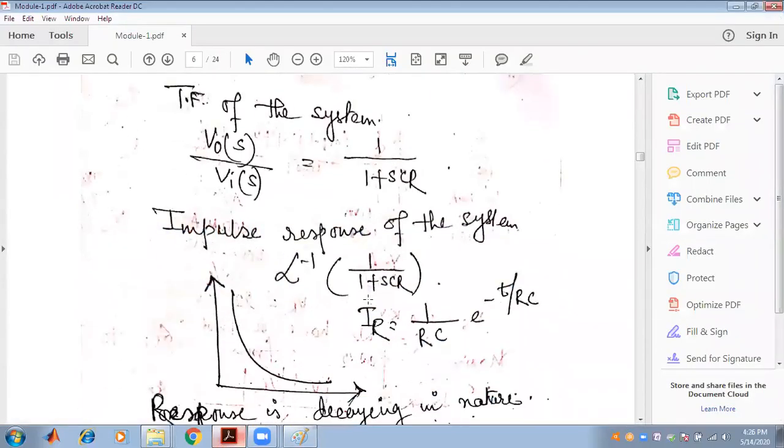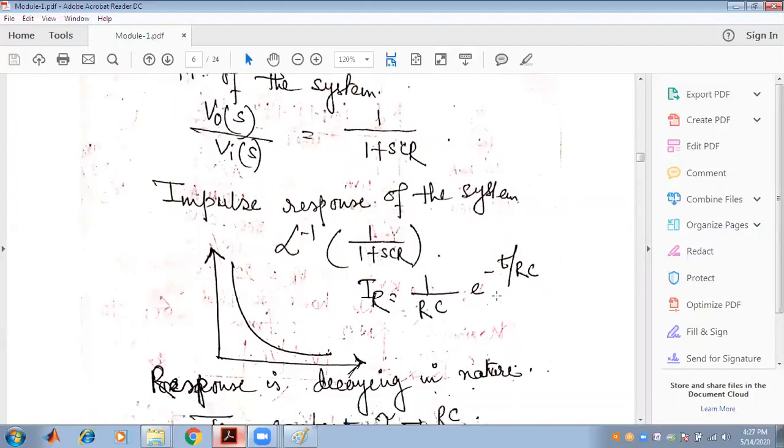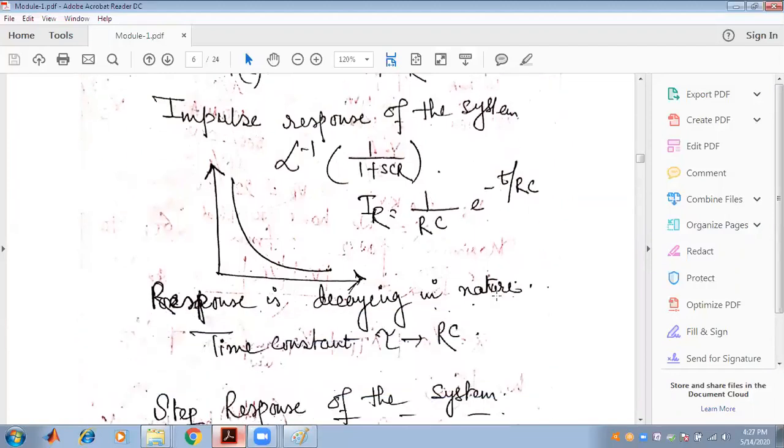Now I am taking the impulse response of the system. If I take the impulse response, that is the Laplace inverse of 1 by 1 plus SRC, it will give h(t) equal to 1 by RC into e to the power minus t by RC. So it is seen that the response is decaying in nature, and the time constant tau is the RC of an RC circuit.